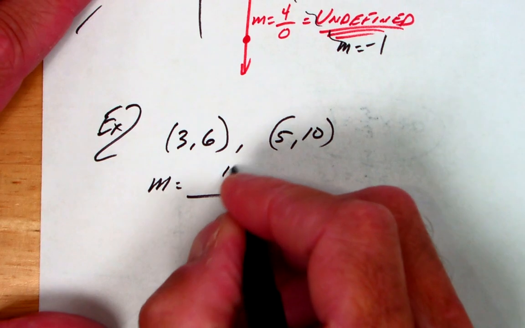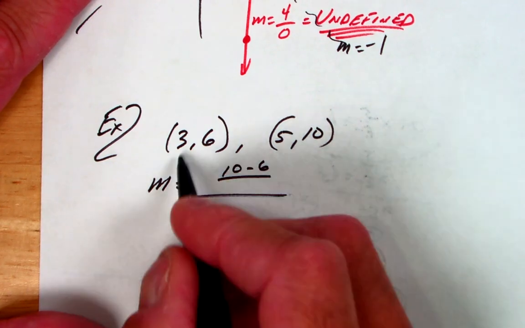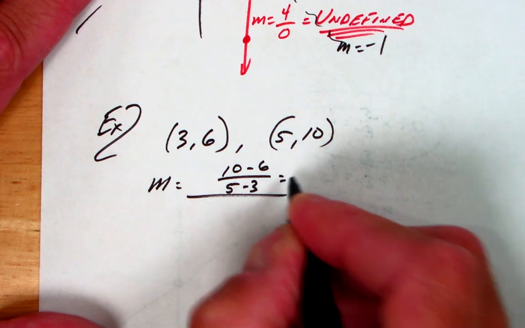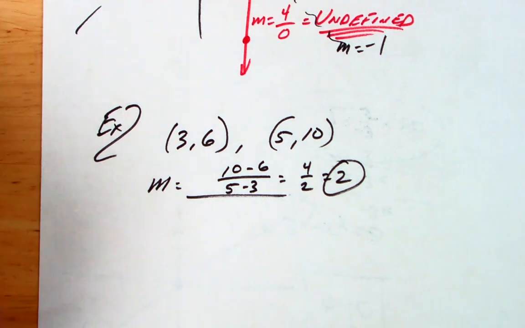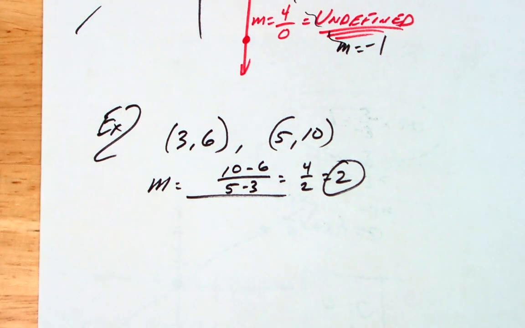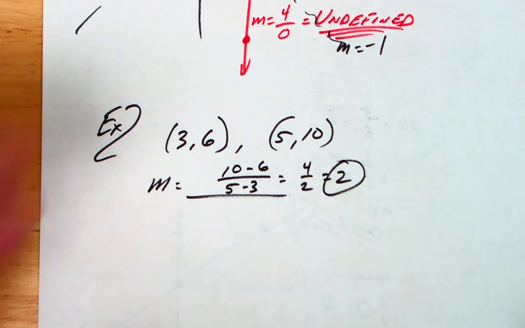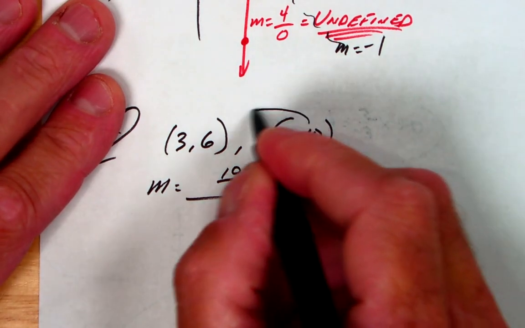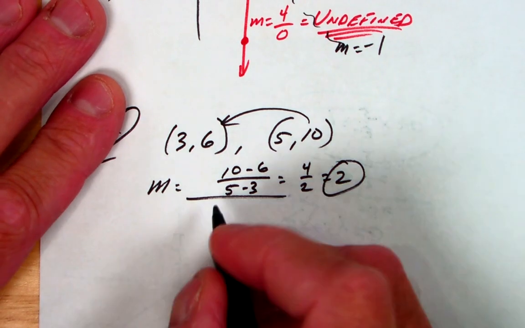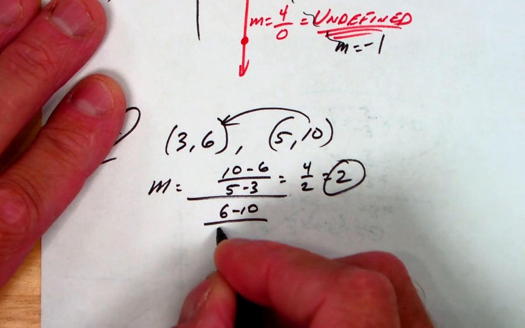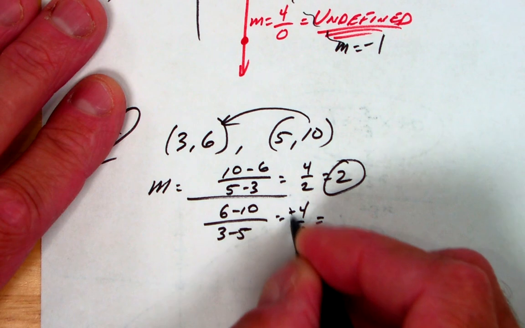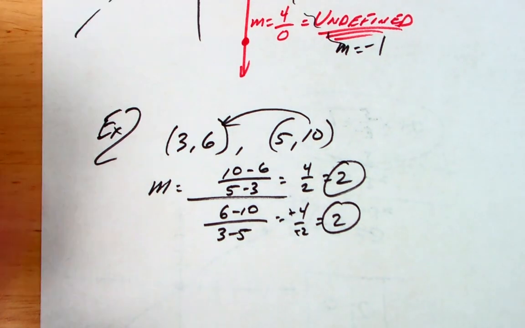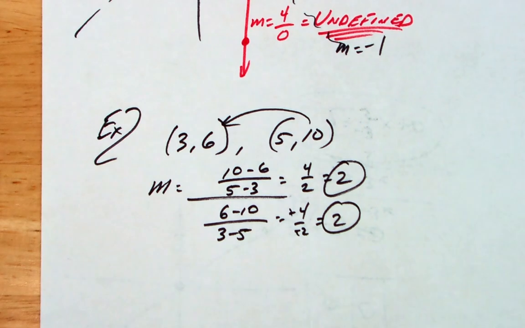10 minus 6 over 5 minus 3. That would be 4 over 2, which is 2. If you went the other way, this one I went 10 minus 6. If I went the other way, look what would happen. 6 minus 10 over 3 minus 5. Negative 4 over negative 2, which negatives cancel, and I still get 2. It doesn't matter which direction you go, as long as you go the same way on your y's and your x's.